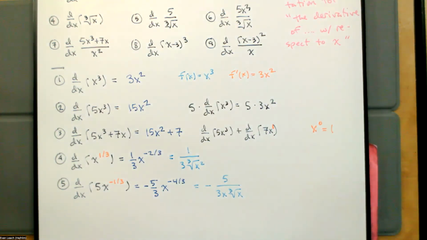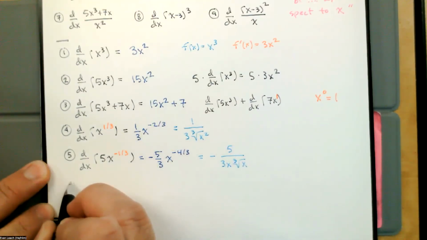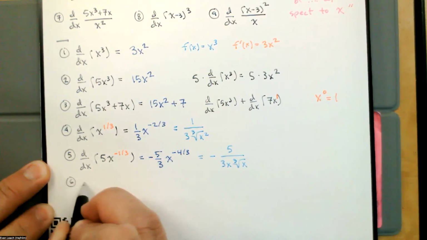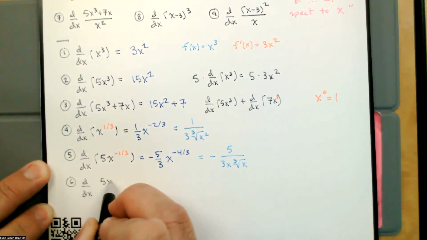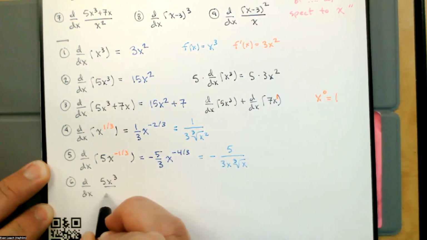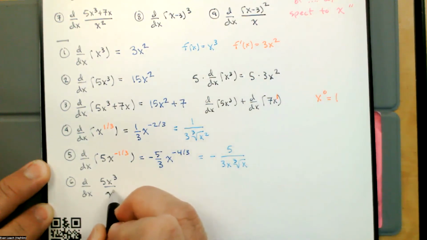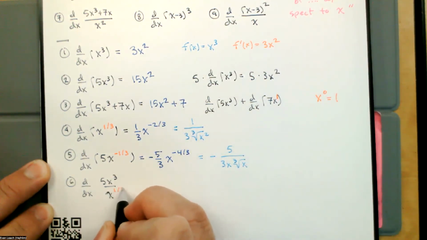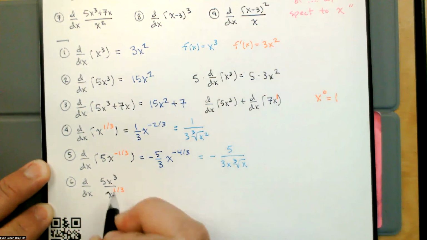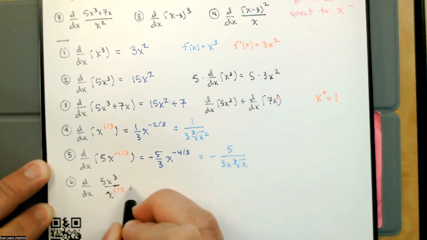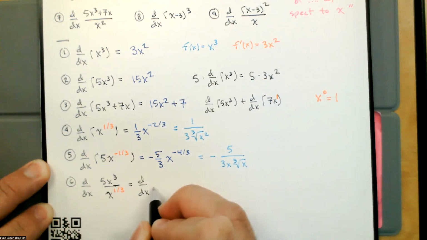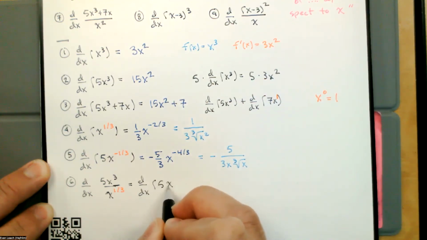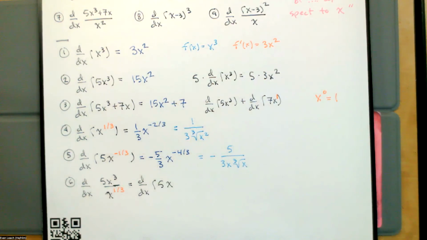We got one more here. Let me do one more because I got room for one more, if not time for one more. I have the derivative with respect to x of 5x to the 3rd over x to the 1/3. Notice that if I keep writing over the x, it's a 1/3 x in the denominator. So I want to write this as 5x to some power. What's that power going to be?